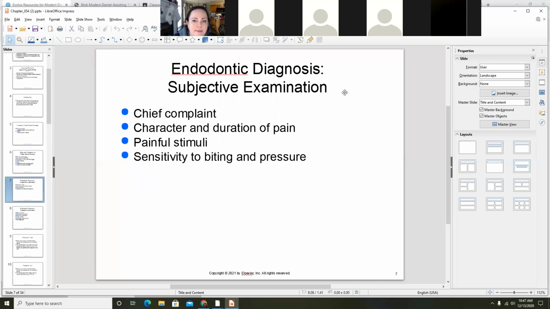Endodontic diagnosis: subjective exam. Chief complaint: character and duration of pain, painful stimuli, sensitive to biting and pressure. So how do we check somebody if we think they might need a root canal? What are some of the things that we might use to check? Sensitivity to hot and cold. Right. So you might use your air water syringe to check, right? Endo ice, right? So you spray that. It's the same stuff that's in a fire extinguisher.